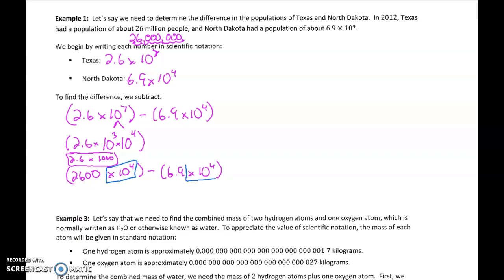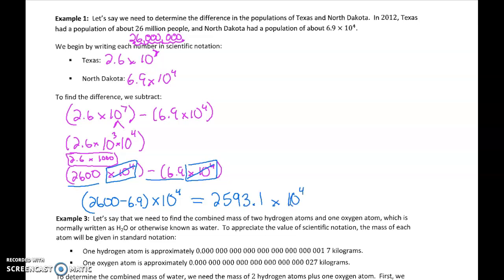Notice both of these have times 10 to the 4th. So I pull out that times 10 to the 4th. It's like the reverse distributive property. And I'm left with 2,600 minus 6.9. So if you go 2,600 minus 6.9, you get 2,593.1 times 10 to the 4th. Now that is not in scientific notation, so this is where we have to put it in scientific notation.